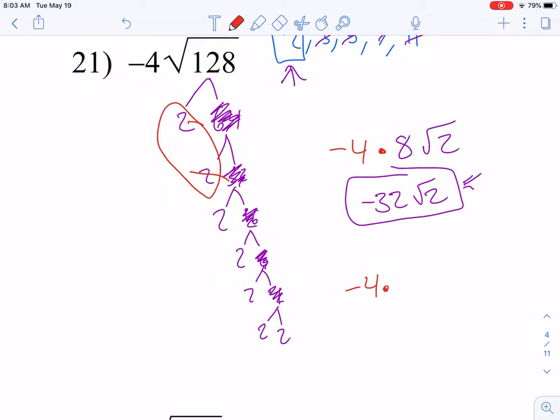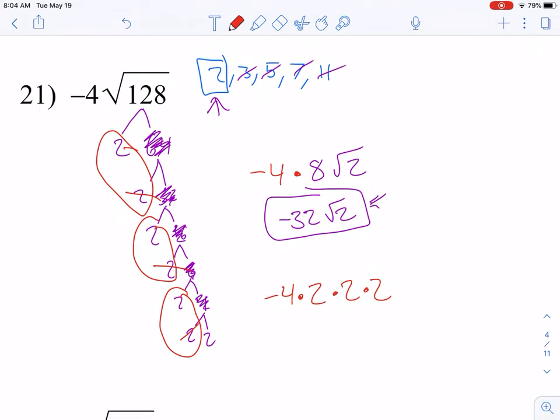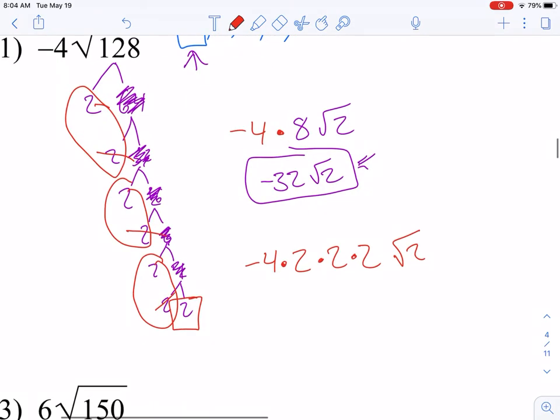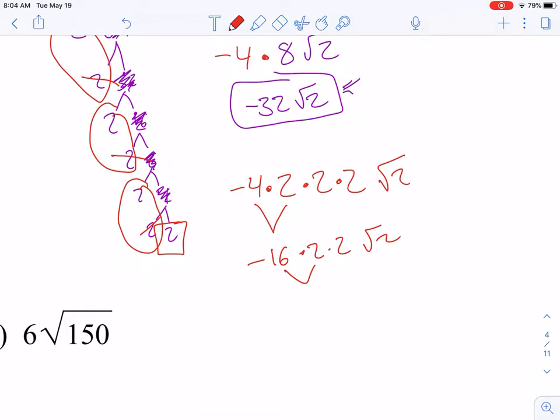Okay, so then I had a pair of 2's, and then here's another pair, so I get to write another one, and here's another pair, so I get to write another one. If I used up all my pairs, I just wouldn't have anything to write on the inside, so I wouldn't write a square root in my answer. In this case, I have a 2 left over, so that one's still stuck inside. So now we're going to multiply all these up, however you want to do it. I'm going to do -4 times 2 and get -16. And then I'm going to do -16 times 2 to get -32. Then we'll multiply these up to get -64 rad 2.